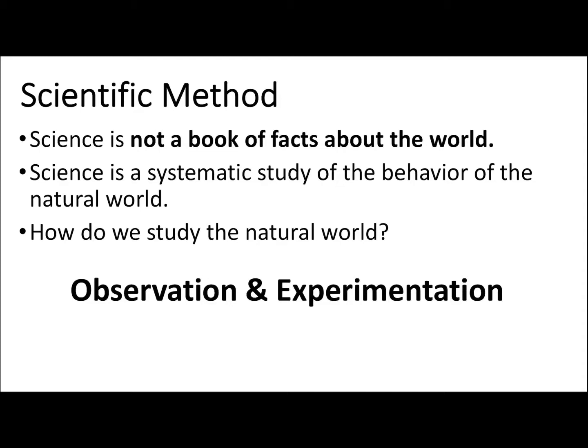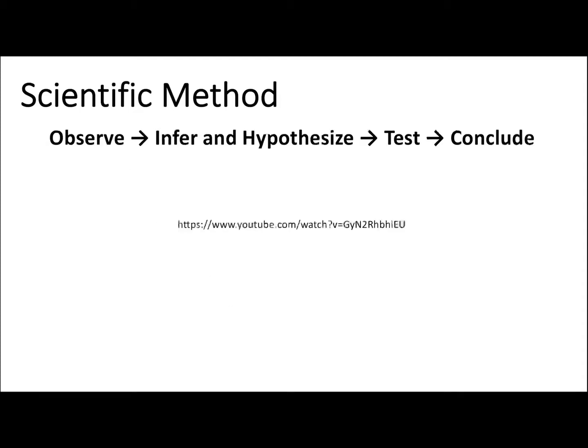Observation, experimentation. Now, exactly how those are done could be totally different kinds of processes, depending on your science, depending on your field, depending on what you're trying to study. But it boils down to the basics of observation and experimentation, and we learn from them. The scientific method, you might have seen it written another way: observe, infer and hypothesize, test, conclude. We're saying the same thing here.